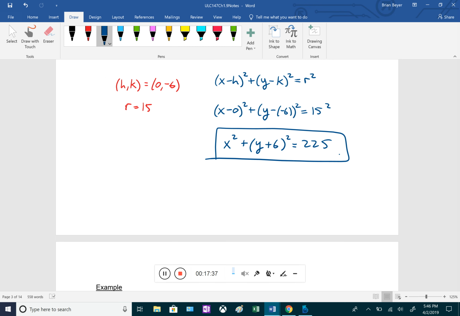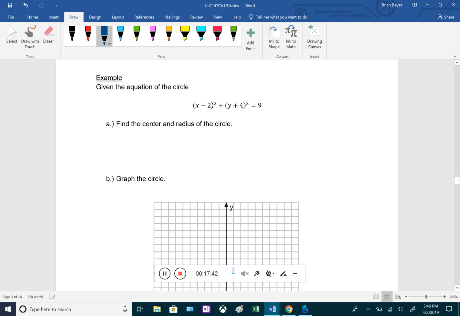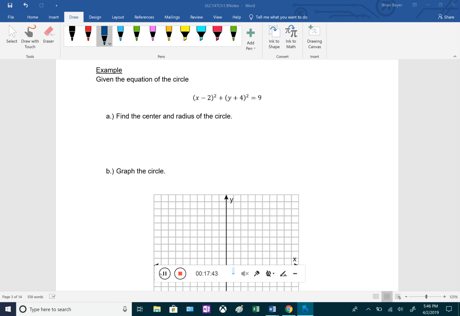So let's do another longer example here, going kind of in the other direction. So we're given the equation of a circle in standard form here. We have (x minus 2) squared plus (y plus 4) squared equals 9. So this is in standard form. So it's in the form (x minus h) squared plus (y minus k) squared equals r squared. So the first question, we want to find the center and the radius of the circle.